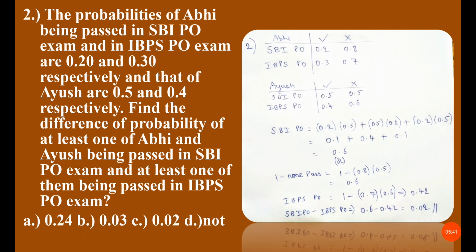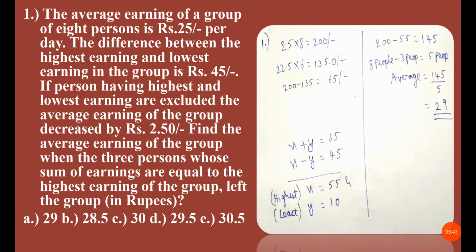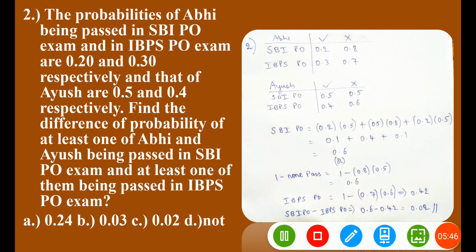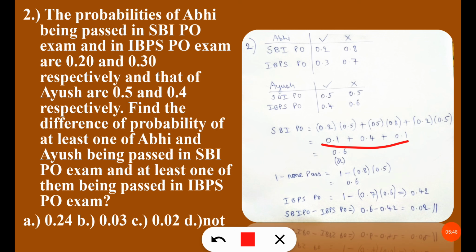So after the simplification, after the calculation, we get 0.1 plus 0.4 plus 0.1, which equals 0.6. Or else we can follow a simple method, which is called 1 minus none pass. We have to calculate at least one of them having passed the examination. So if we take 1 minus none pass, we will get the same answer, 0.6. So we will follow this method. For the SBI PO examination, the probability is 1 minus none pass, that is 0.6.